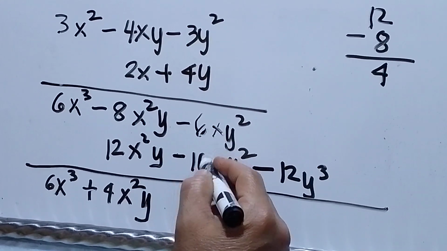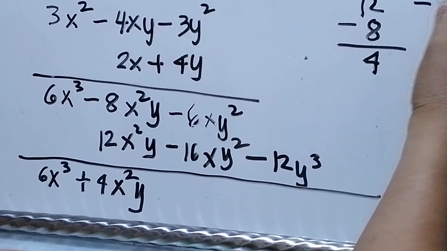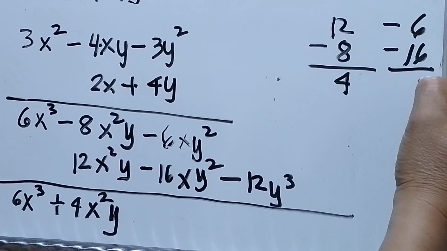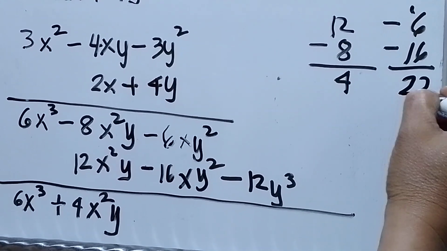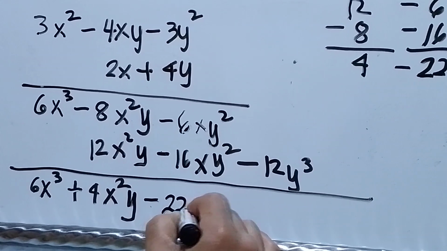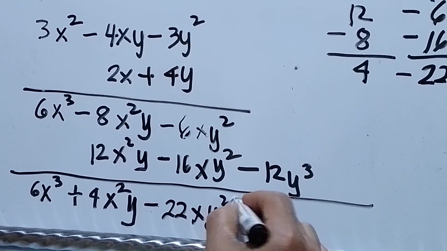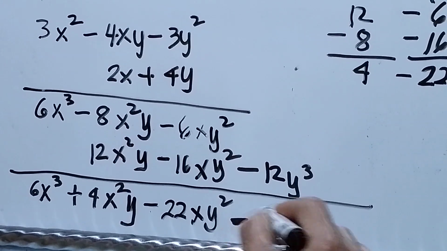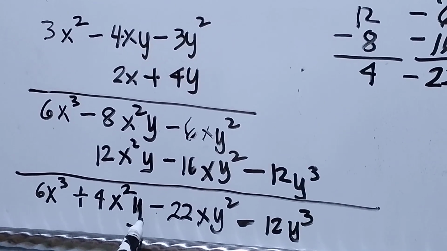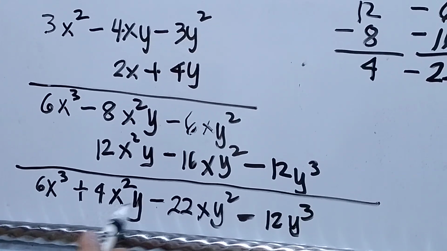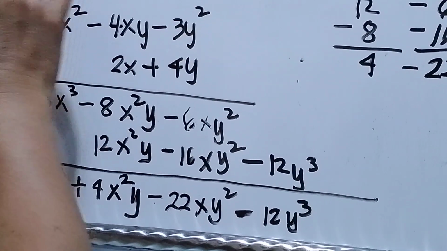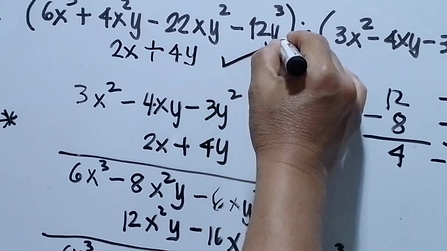What is negative 6 and negative 16? So the same sign, add the numbers. So 6 plus 16 will be 22. So what's the sign? Take the common sign. So this will be minus 22, copy x and y squared. And then bring down 12y cubed. So take note, look at the checking. So this will be 6x cubed plus 4x squared y minus 22x y squared minus 12y cubed. So the same with the dividend. So therefore, this answer is correct. That's all.